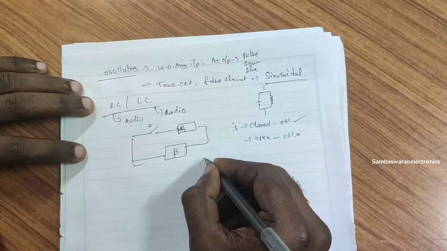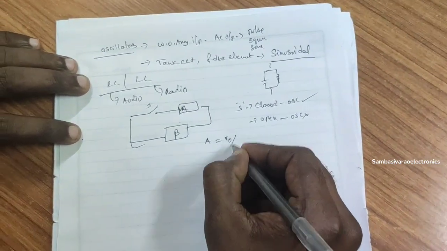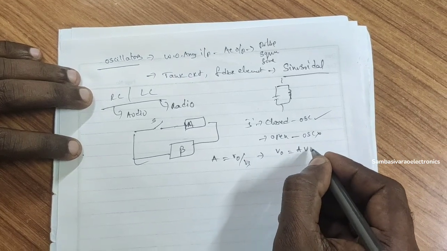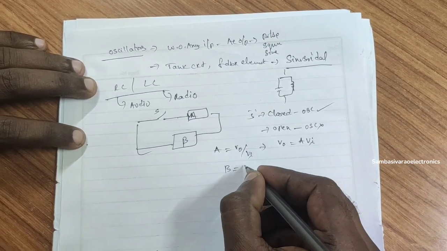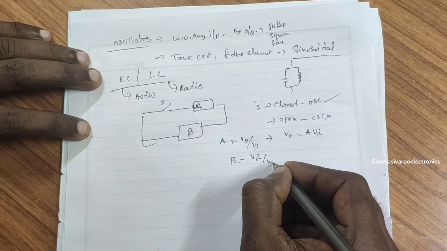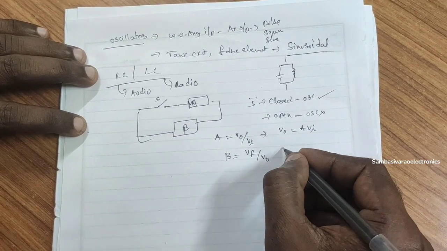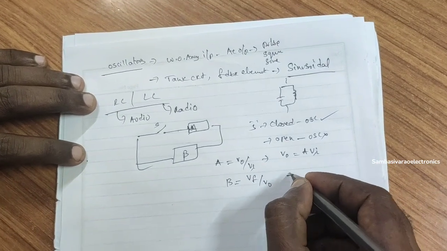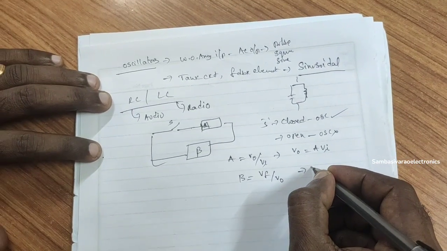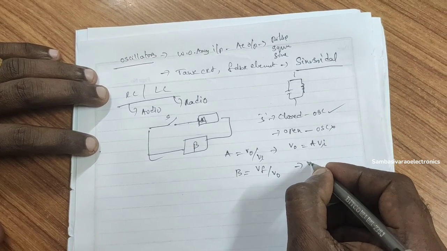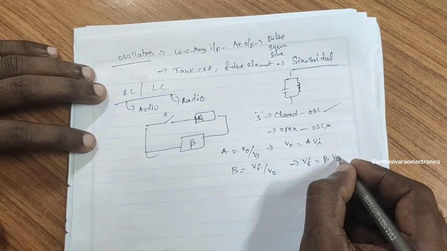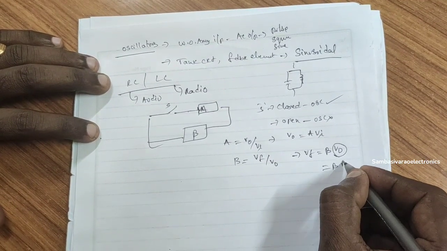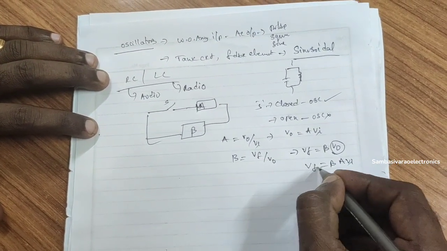Already you know that A is equal to V0 by VA, that is, V0 is equal to A VA. Beta is the feedback factor. It is the ratio of feedback voltage VF by V0, so VF is equal to beta V0. Then V0 can be replaced by beta into A VA.